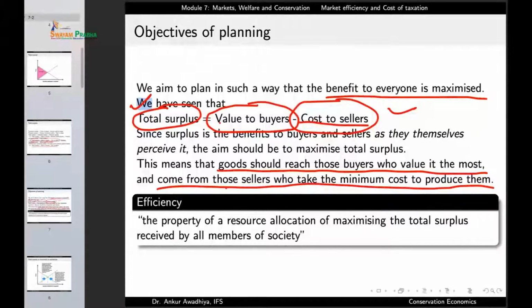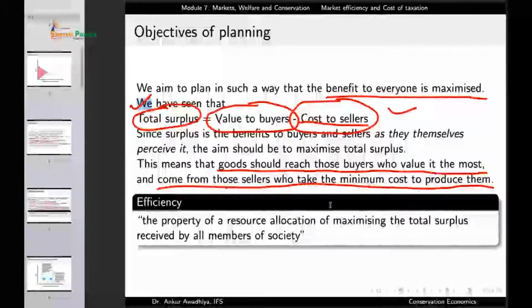And this brings us to the point of efficiency. Efficiency is the property of a resource allocation of maximizing the total surplus that is received by all members of the society. So we will say that the market is working efficiently when it is allocating resources in such a manner that the total surplus is maximum. And we have seen that the total surplus is maximum when goods go from the sellers that take the minimum cost to produce them to the buyers who value them the most. In that case, we say that the market is working in an efficient manner.